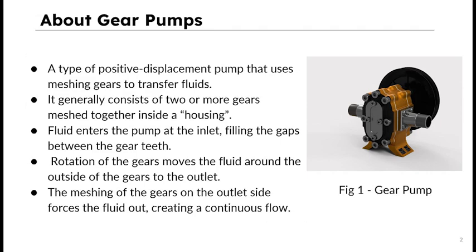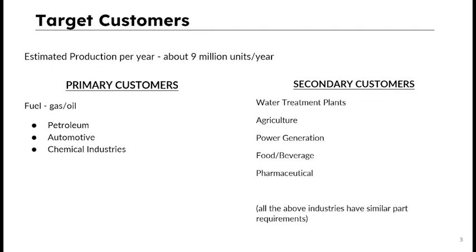According to the data we have collected from various online sources, we have found that an estimated 9 million units of gear pumps are produced by various industries and companies, with the entire industry worth about $9.1 million as of 2023. This growth is expected to reach about $12.8 million within the next 10 years.